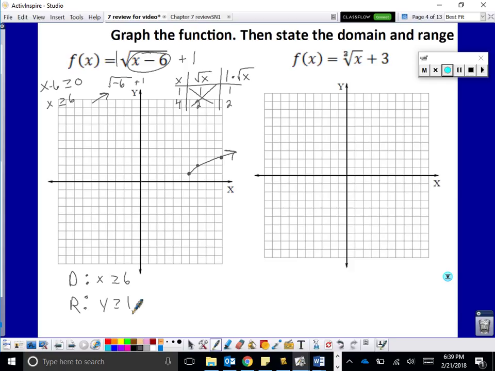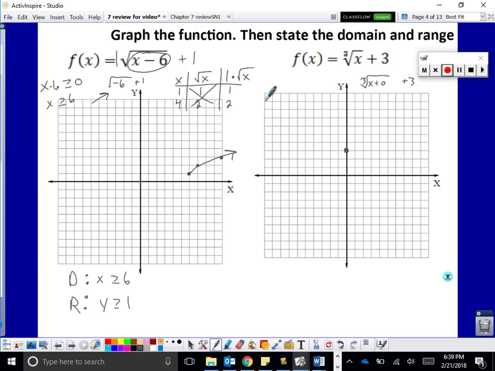Alrighty, over here now I have got a cube root. So I've got the cube root of x plus 3. Notice that there's nothing on the inside. This is really like cube root of x plus 0, and then on the outside plus 3. So I'm not shifting left or right, I'm just going up 3 with my starting point.